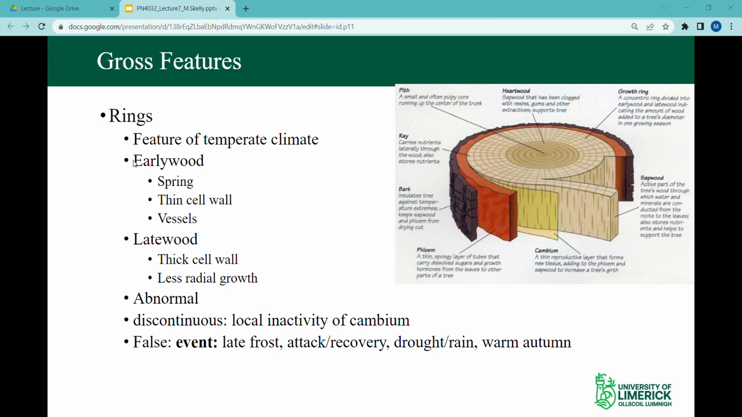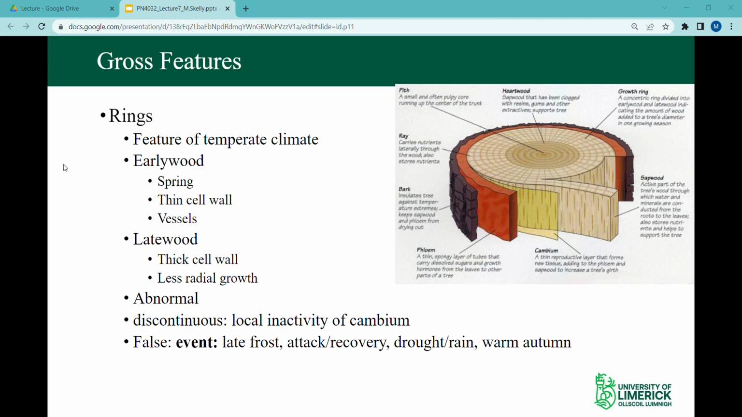Okay, so within our early wood, when we talk about early wood, we're talking about sapwood really. We're talking about it growing within the spring. It has thin cell walls. It has large vessels. It's transporting a lot of material up through the tree. The late wood is a little bit more towards the dormant side of things. It has a thicker cell wall and it has less radial growth, so it's not expanding. It's not creating more structure for the tree. It is the kind of center column or the structure of the tree itself.